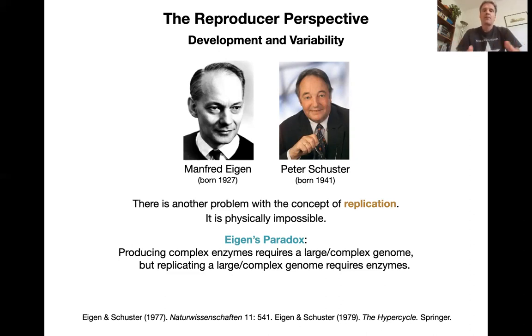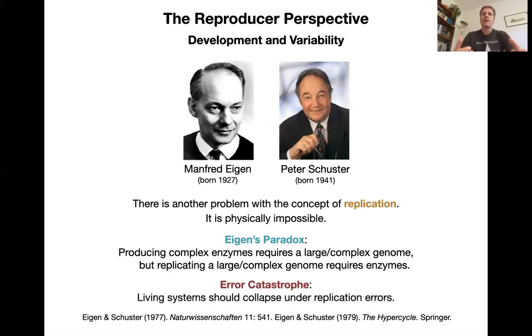So Eigen formulated the following paradox, looking at the reproduction of organisms. He said, producing complex enzymes requires a large and complex genome, but replicating a large and complex genome requires enzymes. It's basically Eigen's version of the chicken and egg problem, okay? So how can this arise? It's also impredicative, as you may notice. It's another one of those logical problems in biology with impredicativity.